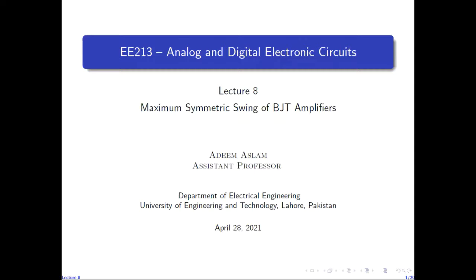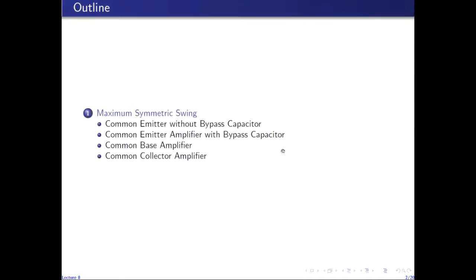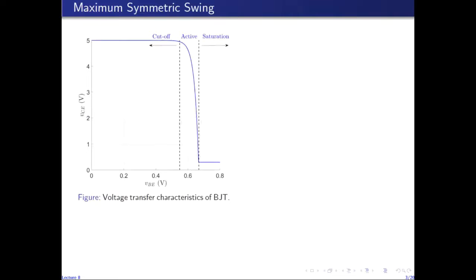Welcome to the 8th lecture on analog and digital electronic circuits, in which we'll study maximum symmetric swing for different BJT amplifier configurations. So this is a familiar diagram. We have already analyzed this figure in one of our previous lectures.